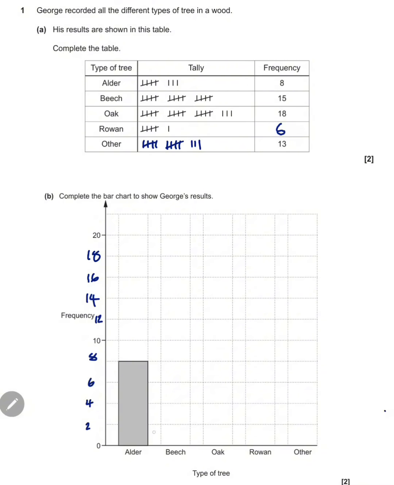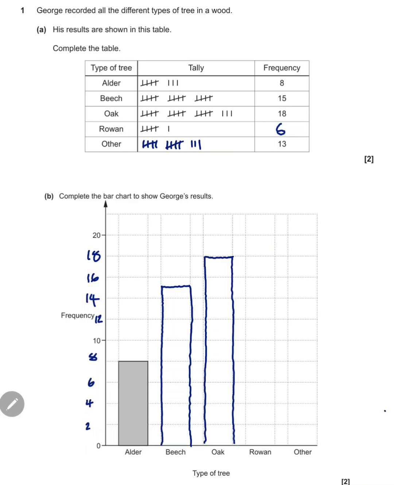Beech trees is up to 15, so I'm going to go right up to 12, 14, and then halfway up there, because I don't want to go all the way up to 16, I want 15. Oak trees is 18, so again I'm going right up, 16, 18. Rowan trees is 6, so that's a bit nicer, that one. And then finally other would be 13, so right up to 10, 12, 13, midway between that bar.